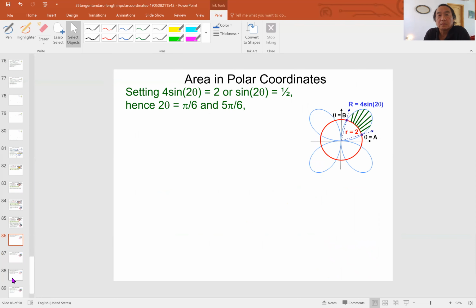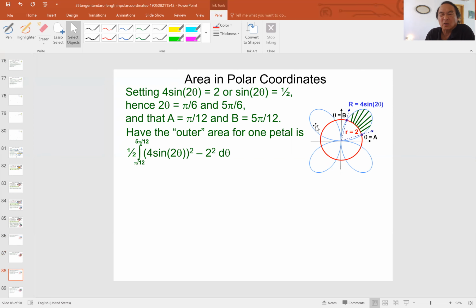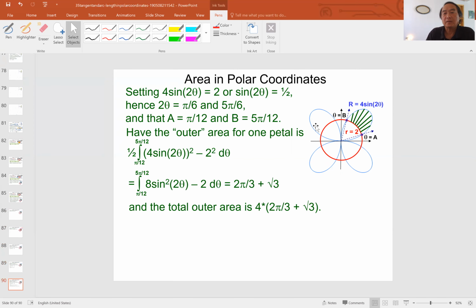So here we solve for the two angles. Theta is between pi over 12 and 5 pi over 12. So I integrate with limits from pi over 12 to 5 pi over 12, the outer radius squared minus the inner radius 2 squared, inner square, and half of that, and double it. Oh, no, we're going to quadruple this. That's one area. We only count one piece, and there are 4 pieces. That's why we multiply by 4.